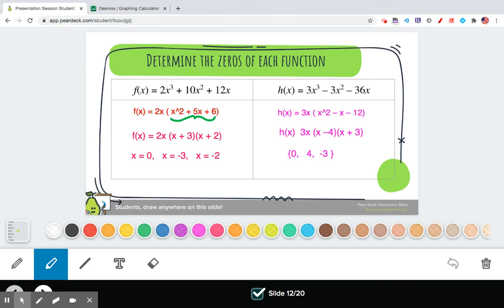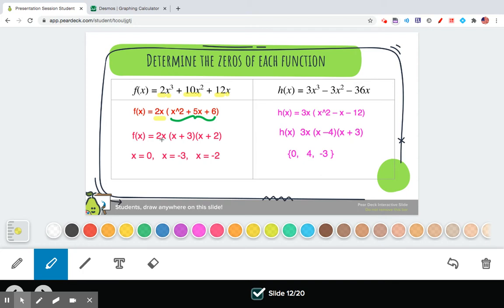In this screen, we're asked to determine the zeros of each function. And what I noticed immediately in the first example is that there is a 2 that's common to all 3 terms, and there is an x that's common to all 3 terms. So I factored out what I'm going to call the greatest common factor of 2x, leaving me with a quadratic trinomial, x squared plus 5x plus 6. And then I looked at that trinomial and said, oh, I can break that up into 2 binomial factors. And I end up rewriting my original function as 2x times x plus 3 times x plus 2.